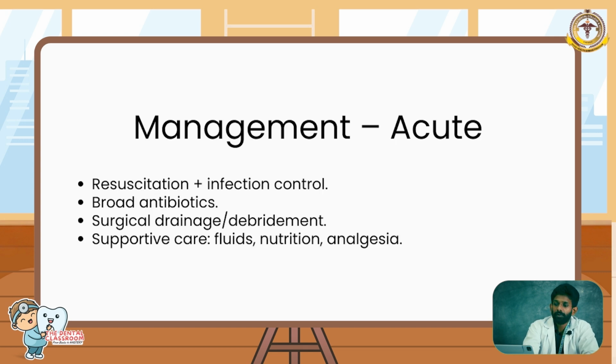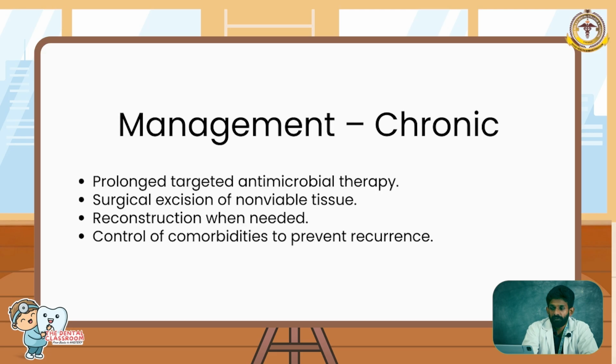Now the principles of acute management. First is resuscitation and hemodynamic stabilization, followed by broad spectrum IV antibiotic coverage, surgical drainage or debridement if required, and supportive care in the form of IV fluids, nutrition and pain control, regular wound dressing followed by repeated bedside debridements and follow up from the patient's side. In chronic infections, long-term antibiotics or antifungals are used. Surgical excision of the necrotic or the fibrotic tissue is done. Reconstruction is done if it is required.